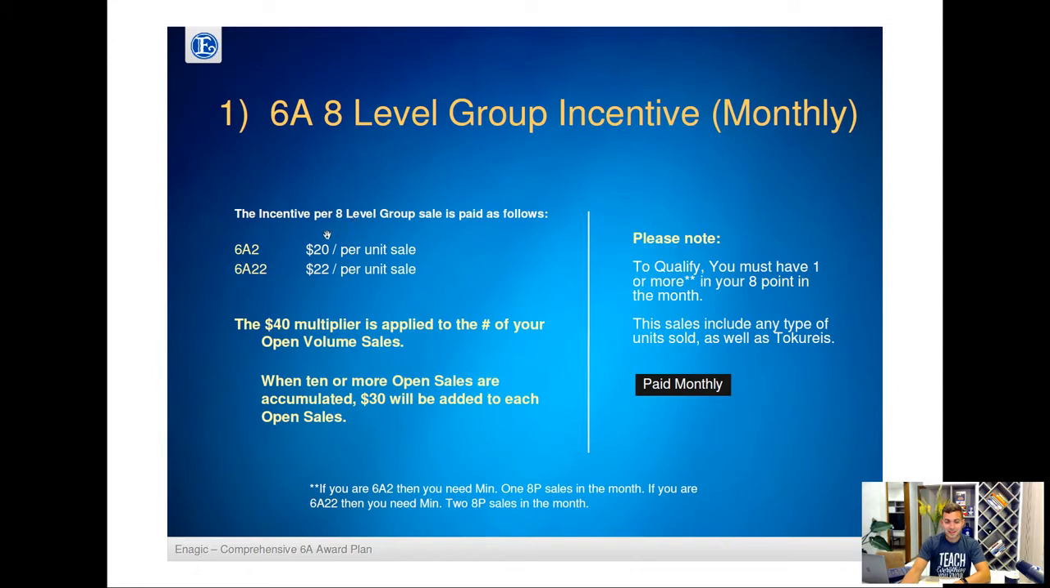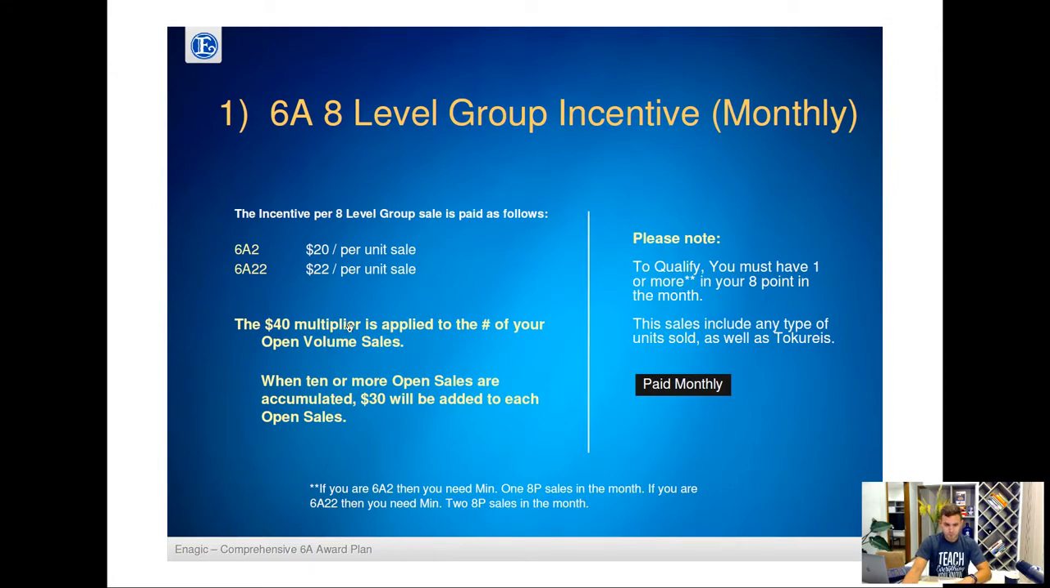The incentive per 8-level group sale is paid as follows. When you're 6A2, you'll make $20 per unit, per product sold in your entire organization. When you're 6A2-2, you'll make $22 per unit sale. Now, it doesn't seem like a whole lot of an increase, but guys, let me tell you, the power of this compensation plan and the bonuses that we're discussing here is absolutely massive.